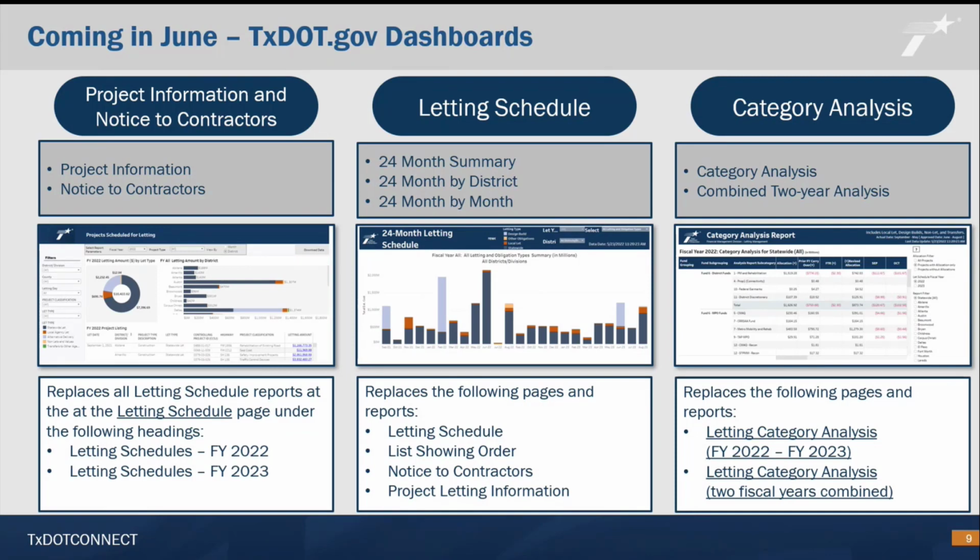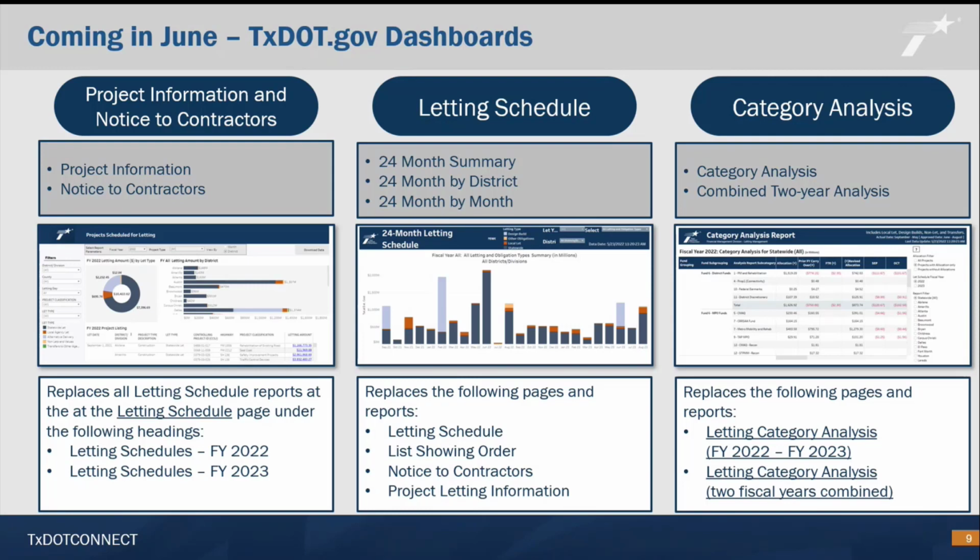You can either go to the fiscal year 22 or fiscal year 23. Both the current and next fiscal year will always be available in this dashboard. And again, that information is being updated on an hourly basis. In the middle here, you have your 24-month letting schedule. You can view that at a summary level, or you can slice it by district, or you can slice it by month. Again, an interactive dashboard, and you can modify and slice and dice that data as you need to.